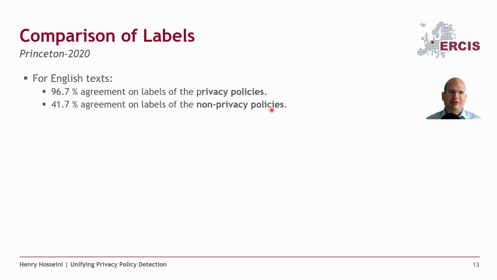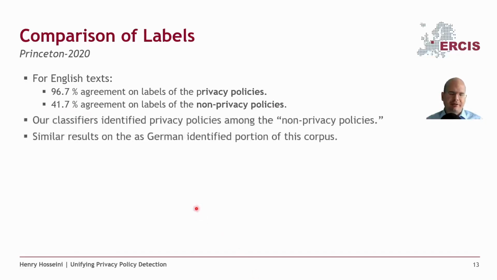We manually inspected the assigned labels in order to find out the reason for this observation, and it turns out that our classifier identified privacy policies that had originally been labeled as non-privacy policies. We could observe similar results on the small portion of texts identified as German in this corpus. A detailed analysis on this is also included in the paper.